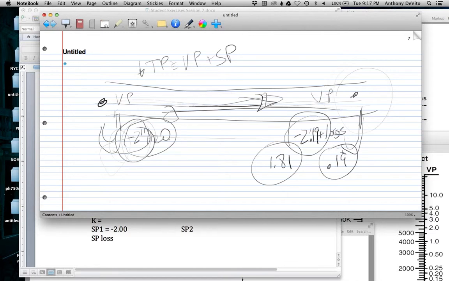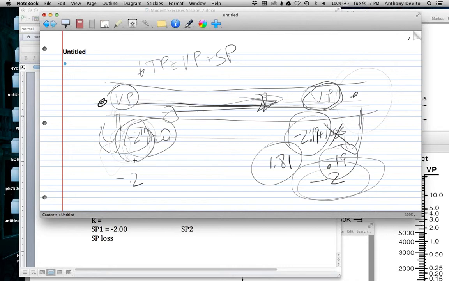In a perfect world, there would be no frictional losses. The velocity pressure would stay the same, and the static pressure would stay the same. It'd be -2 inches here and -2 inches here. But since there's losses, this static pressure has to be a bigger negative number in order for the air to move in this direction and make up for those static pressure losses.